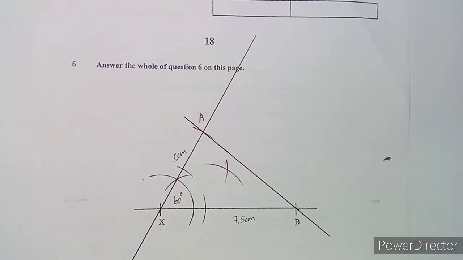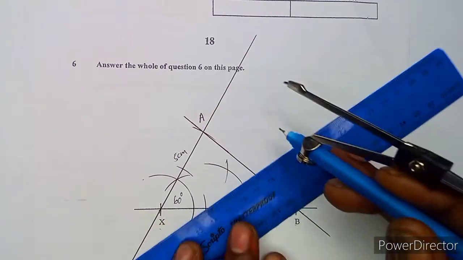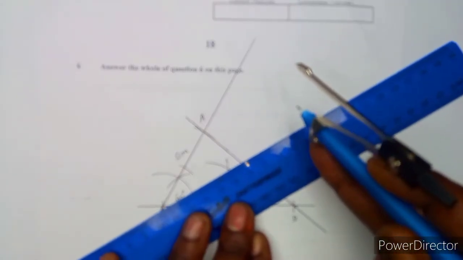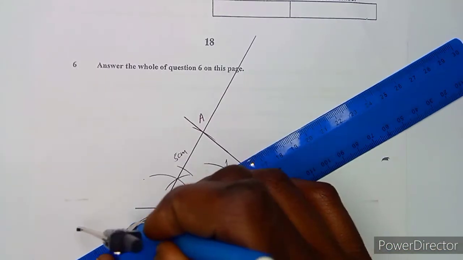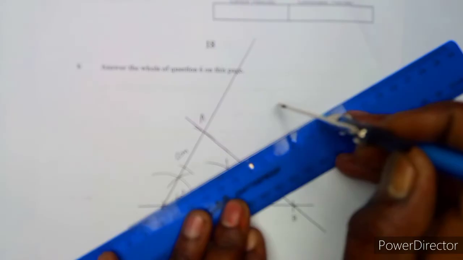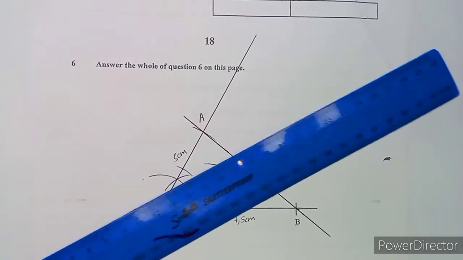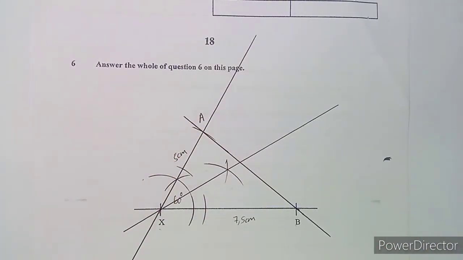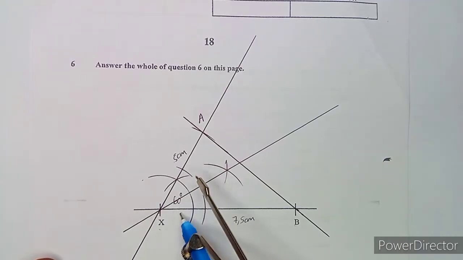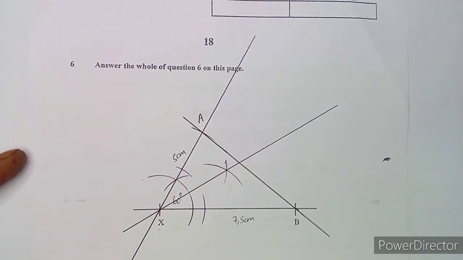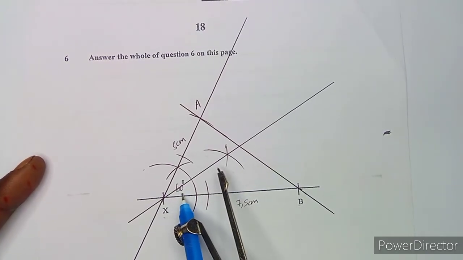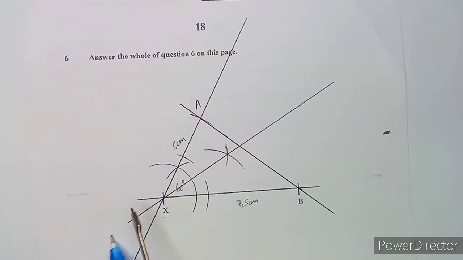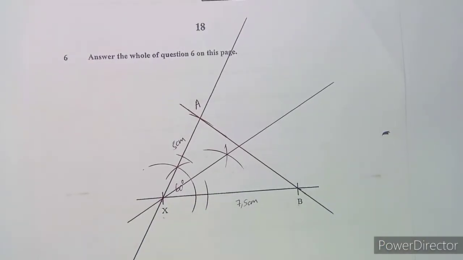Where these 2 meet, join back to the point X, just like that. By joining to the point X, we have managed to bisect the angle of 60 degrees, that is dividing this angle into two equal parts. Don't indicate that this is going to be 30, this is going to be 30. Just bisect the line, leave it like that.